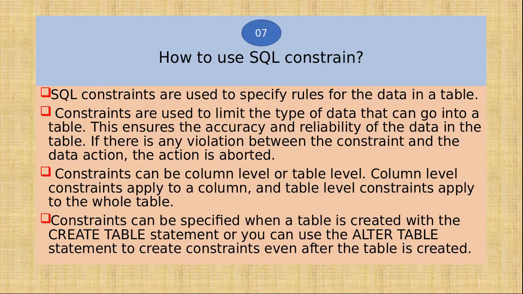First, I will try to give you an overview idea about constraints. SQL constraints are used to specify rules for the data in a table. Constraints are used to limit the type of data that can go into a table. This ensures the accuracy and reliability of the data in the table. If there is any violation between the constraint and the data action, the action is aborted.